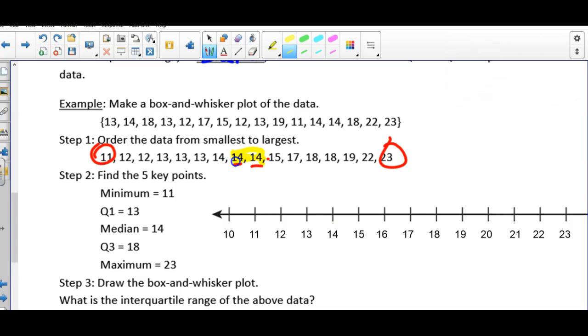Well, what's the average or the mean of 14 plus 14? Well, 14 plus 14 is 28, and divided by 2 you get 14. So your median is 14. All right, that you see right there.